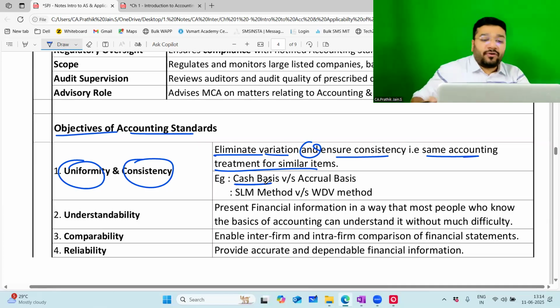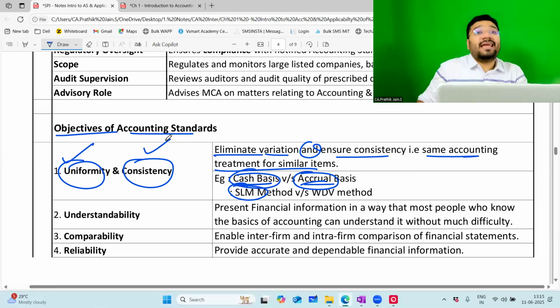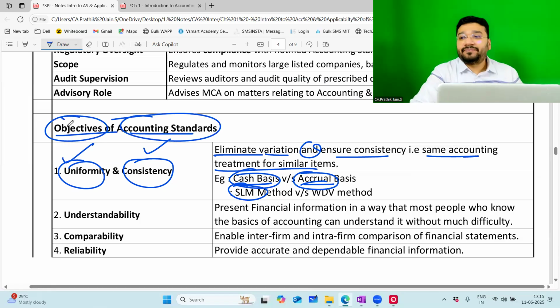But the majority of them have to follow only accrual. So those who are following cash basis one year and accrual basis another year, that you don't do. Those who are doing depreciation, if you're following SLM, follow SLM consistently. One year SLM, one year WDV, another year SLM, another year WDV, that you don't do. Whatever standards you follow, apply them uniformly, and once you apply, follow consistently year after year. That was one of the biggest objectives of accounting standards.